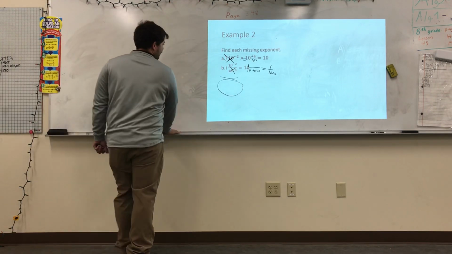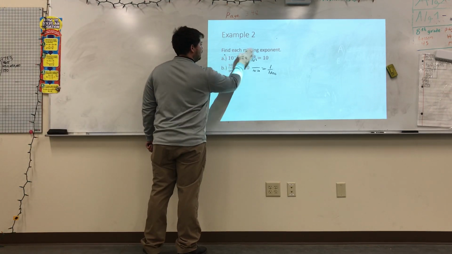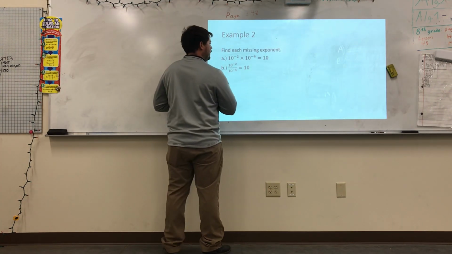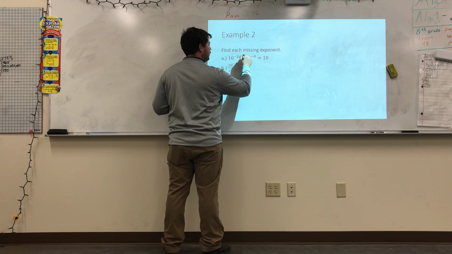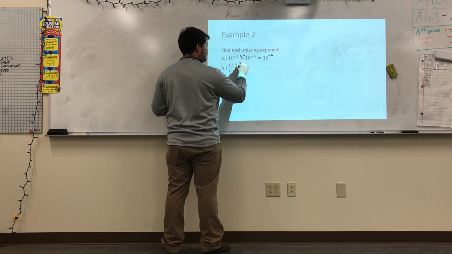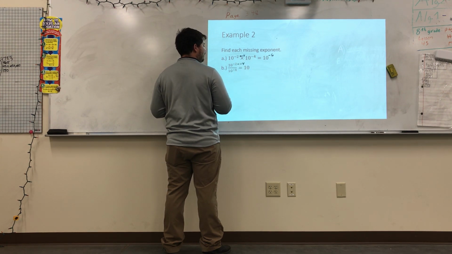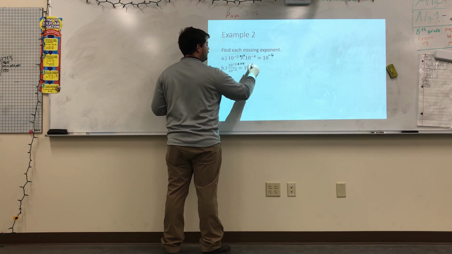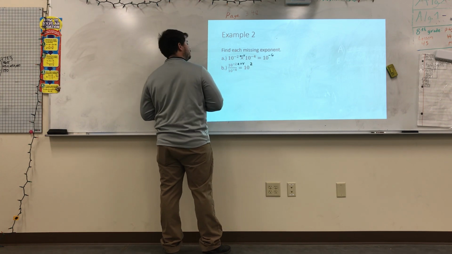Solve each missing exponent. That top one, we're going to add them together. We're going to end up getting 10 to the negative 6. Here we're going to subtract them. Now, remember, subtracting is adding the opposite. So this becomes plus. The opposite of this is plus. So we end up with 2.